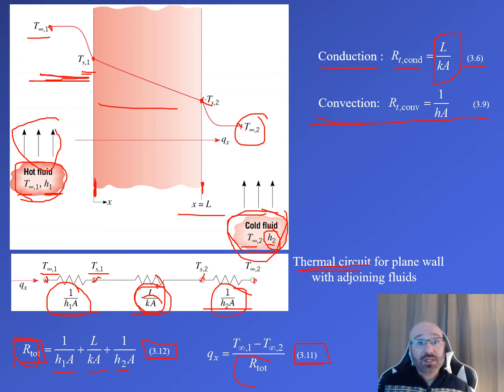whereas 3.11 is saying, okay, that value that we just got from 3.12, we're going to plug in on the denominator here in order to calculate our heat rate with the temperature difference between the two outside temperatures, my T infinity 1 and my T infinity 2, between my hot and my cold fluid. That's the temperature difference we're concerned with in order to calculate this heat rate.